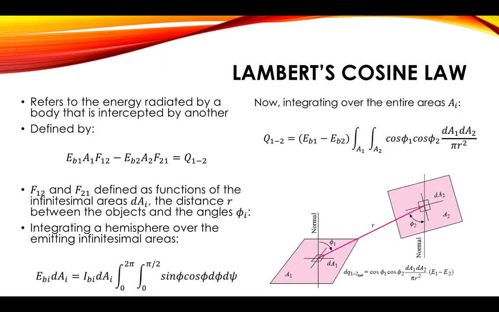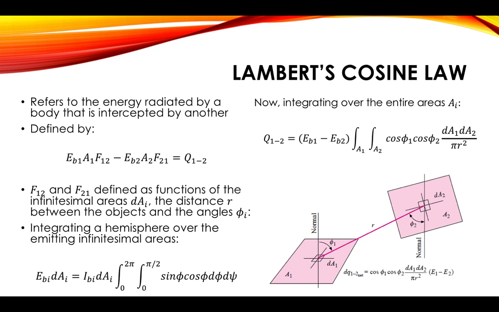For Lambert's cosine law, we now measure the radiation between two surfaces that are radiating heat. So this refers to the energy radiated by a body that is intersected by another, but that are not perfectly parallel to each other. This is defined by the first equation shown that gives the radiated heat between these two surfaces. F12 and F21 are defined as functions of the infinitesimal areas dA sub i, the distances r between the objects, and the angles phi sub i.